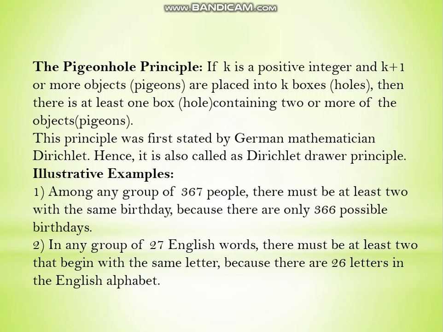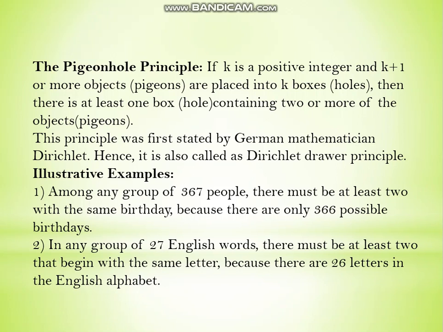Since there are 27 English words, there is one object extra. And according to the pigeonhole principle, that will go to any of the 26 boxes in which a word is already there. So that box will contain two words, and here we can finally say that we have at least two words that begin with the same letter. So there are 27 words which are the objects and 26 alphabets in English, the boxes.